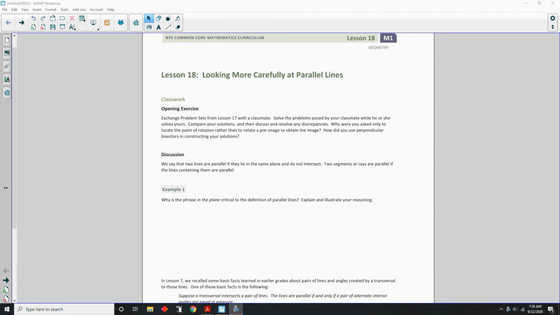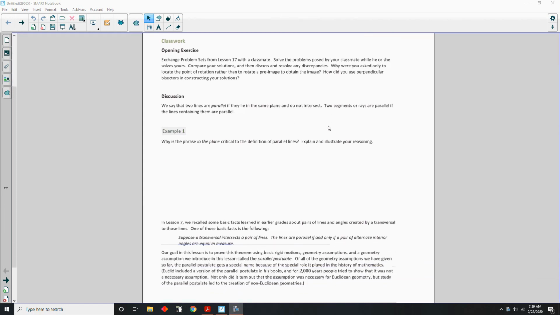Okay, welcome to Lesson 18, looking more carefully at parallel lines. So this is a classwork for a classroom setting. I'm not going to do it, but I will read it. It says, opening exercise, exchange problem sets from Lesson 17 with a classmate. Solve the problems posed by your classmate while he or she solves yours. Compare your solutions and then discuss and resolve any discrepancies.